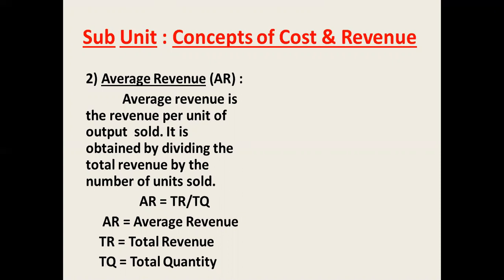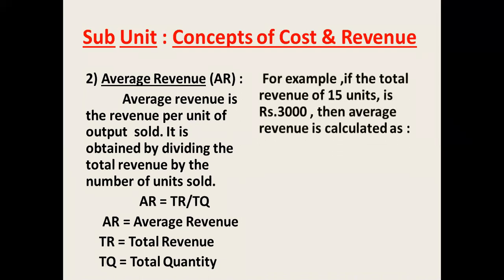It is obtained by dividing the total revenue by the number of units sold. Means how many commodities you have to sell and what is the revenue. If you have produced 15 units of a commodity, you don't know the per unit price, but the revenue from those 15 units is 3000 rupees. So you don't know the single unit's price, or the single unit's revenue. That is called the average revenue.